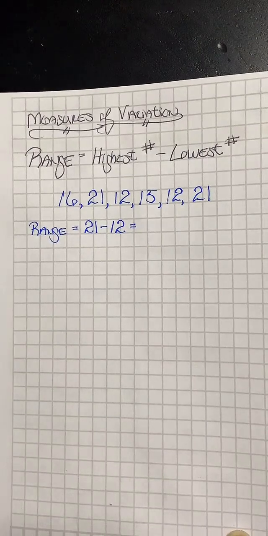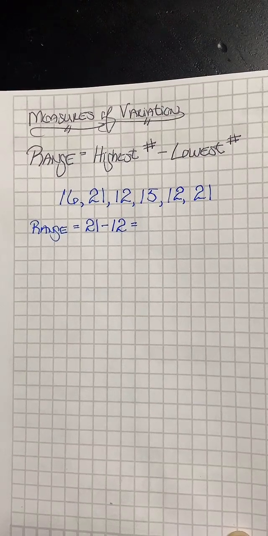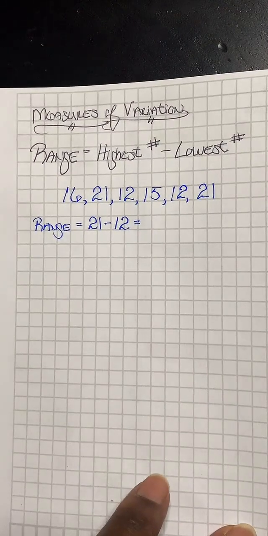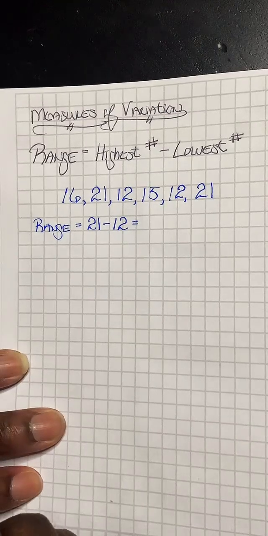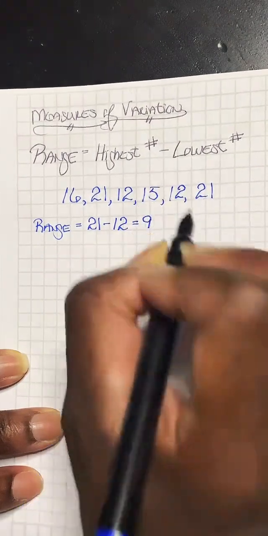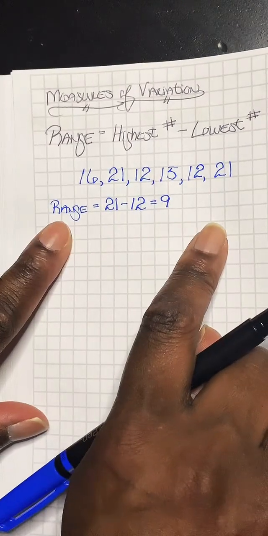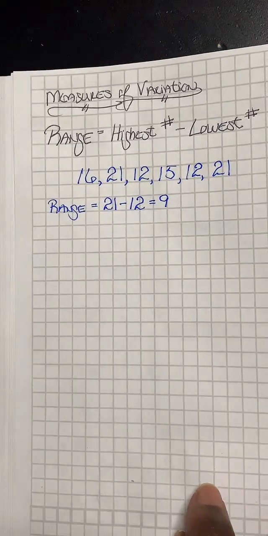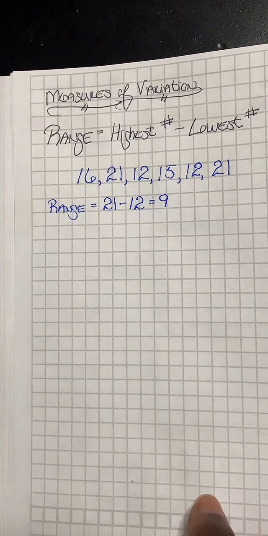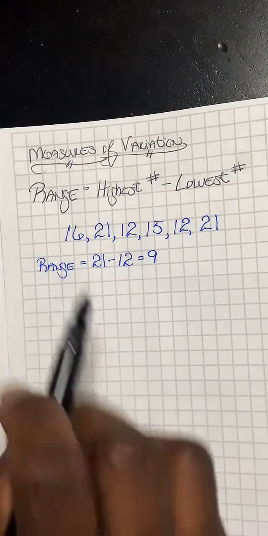And I'm going to say that the data set ranges between, or falls within, this variation. That's what I'm trying to say. Which gives me 9. So that will be my measure of variation. For the example, so range, boom.